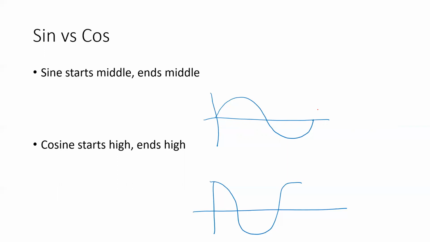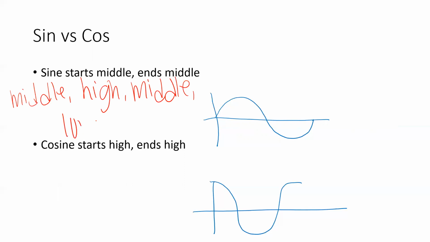So the pattern for sine goes middle, high, middle, low, middle. That's the pattern that you want to know and remember for sine. So middle, high, middle, low, middle, because you're going to need that coming up. That's how we get those values, or that saying.